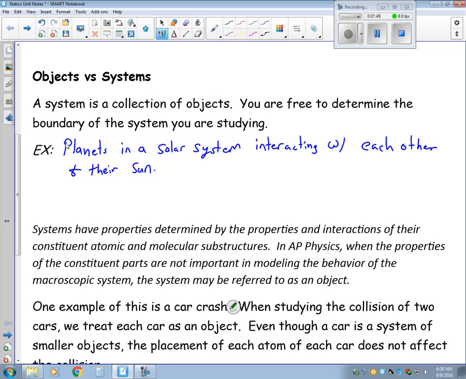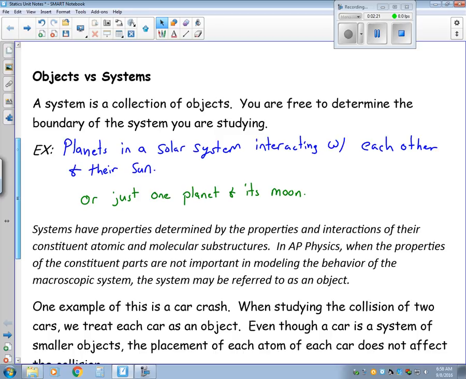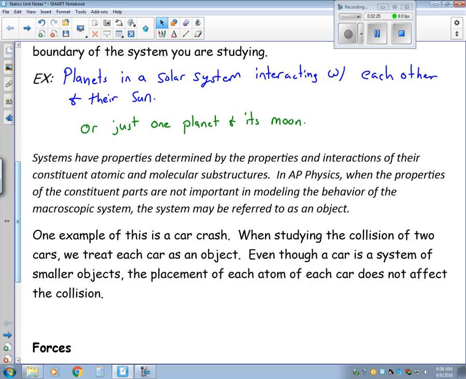Well, maybe instead of looking at the entire solar system, I would just rather look at a single planet with its moons. Or maybe I'm looking at a planet and a person standing on the planet, and the system is that person and the planet. So systems themselves have properties determined by the properties and the interactions of their atoms and molecular structures.